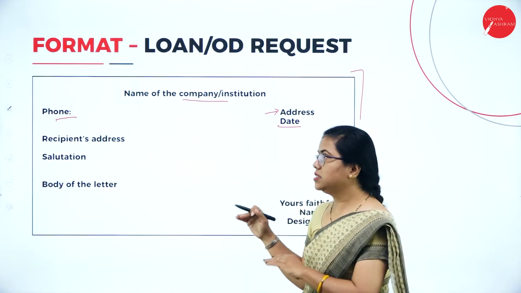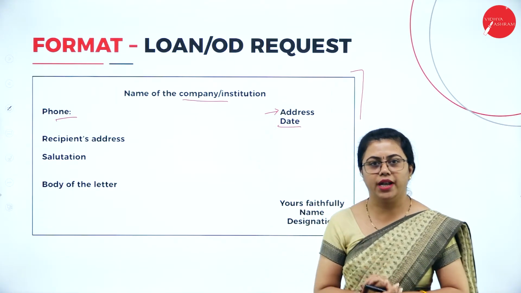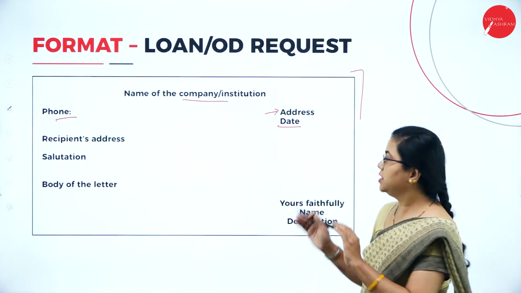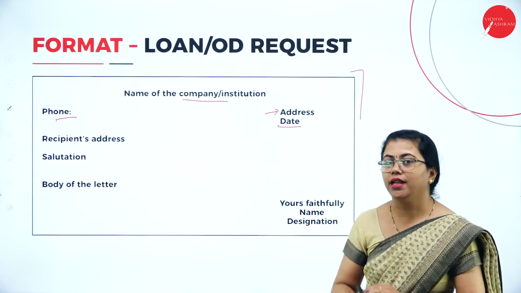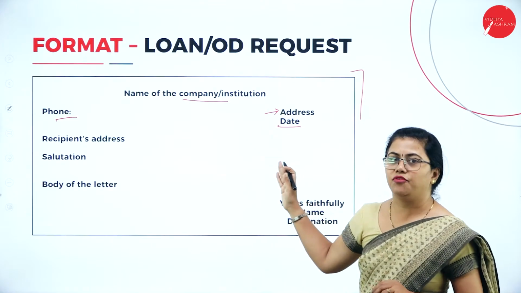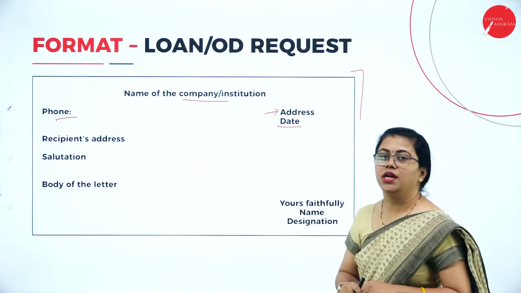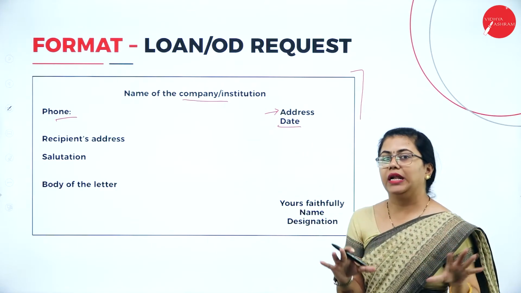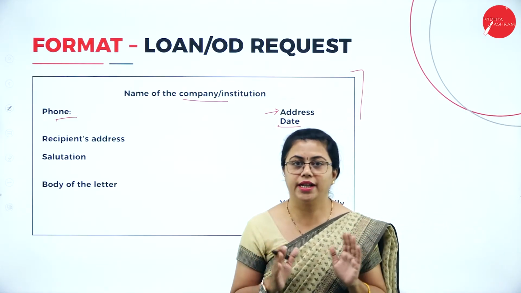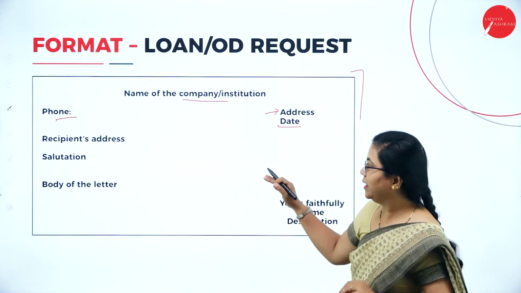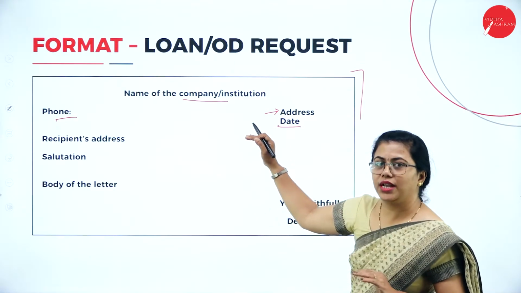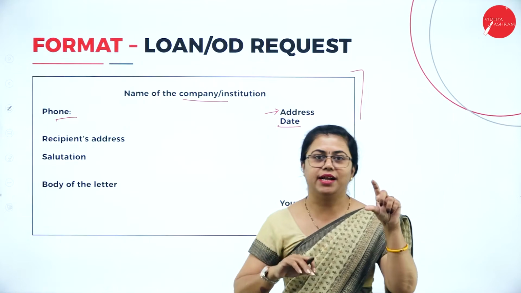Okay, so yes, this follows the format of a formal letter only. But since you're enclosing this in the box to show that it is a letter, you're writing it slightly different. The address will be on the right side. So you are going to make it in the format of a letterhead only. Fine, the letterhead will follow this format only. It will start with the name of the company, right? You have already seen that, right?